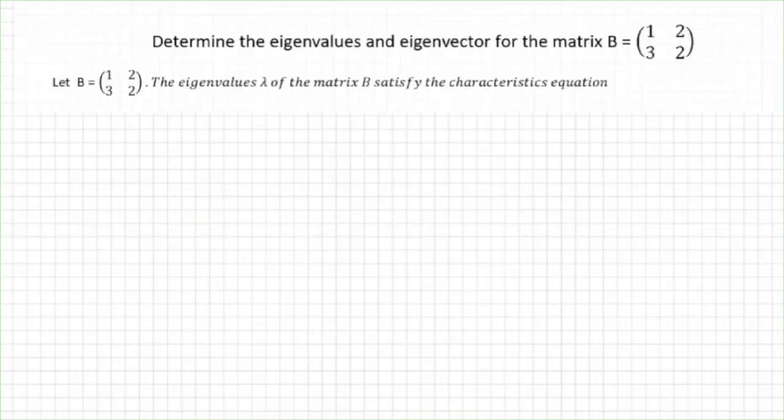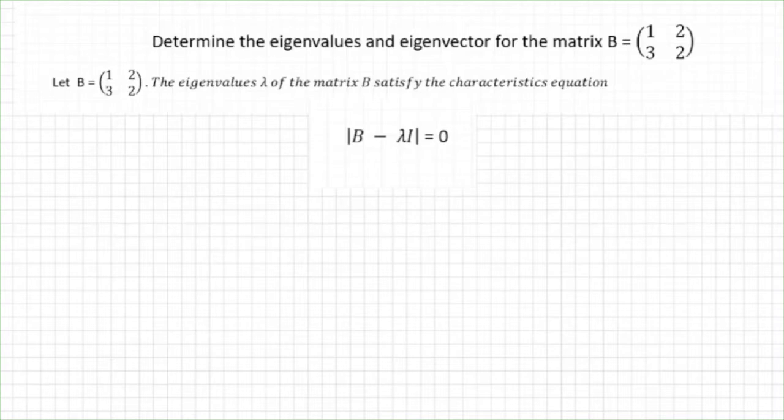Okay, hello. Now I am going to explain the example to determine the eigenvalues and eigenvectors of 2 by 2 matrices. The question asks to determine the eigenvalues and eigenvectors for the matrix B, given that matrix B is [1, 2; 3, 2]. The first step we need to do is to let B be [1, 2; 3, 2]. Then the eigenvalues λ of the matrix B satisfy the characteristic equation, given that det(B − λI) = 0.